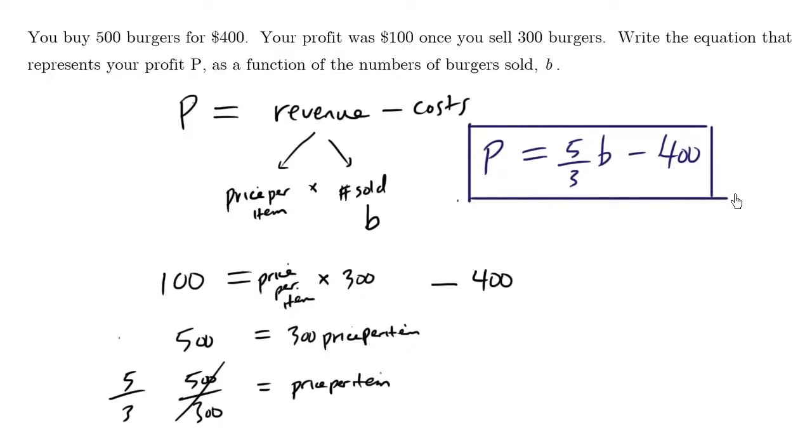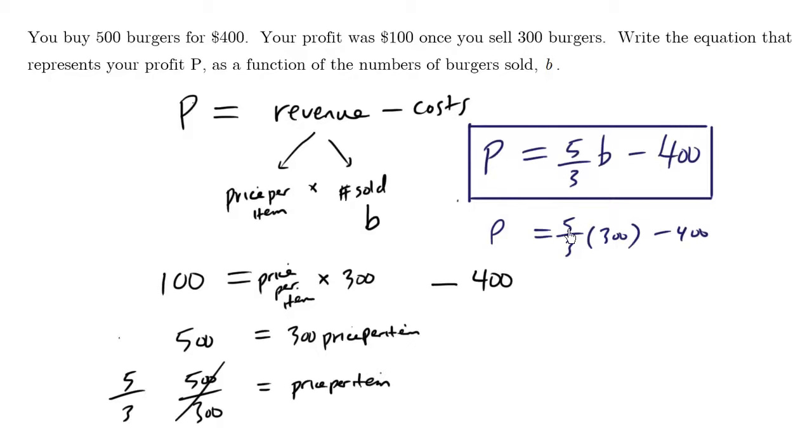Let's just test this out to see if it works. The original question says, we make a profit of 100 once we sell 300 burgers. So let's just test it out here. So P is equal to 5 over 3 times 300 minus 400. Is this true? 300 divided by 3 is 100. 100 times 5 is 500. 500 minus 400 indeed is 100. So the profit here is 100, and it seems that our equation here is correct.